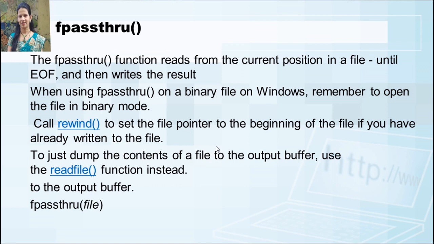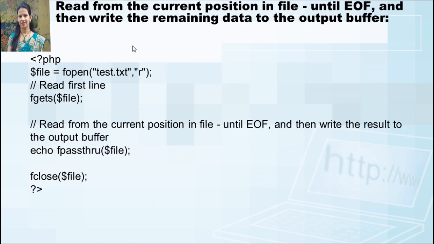To just dump the contents of a file to the output buffer, you can use the readfile function. Instead, you can use the readfile function. The syntax of this is fpassthru, and inside the brackets write the file. So here is one example for this. It reads from the current position in a file until the end of file and then writes the remaining data to the output buffer. Let's say one example.